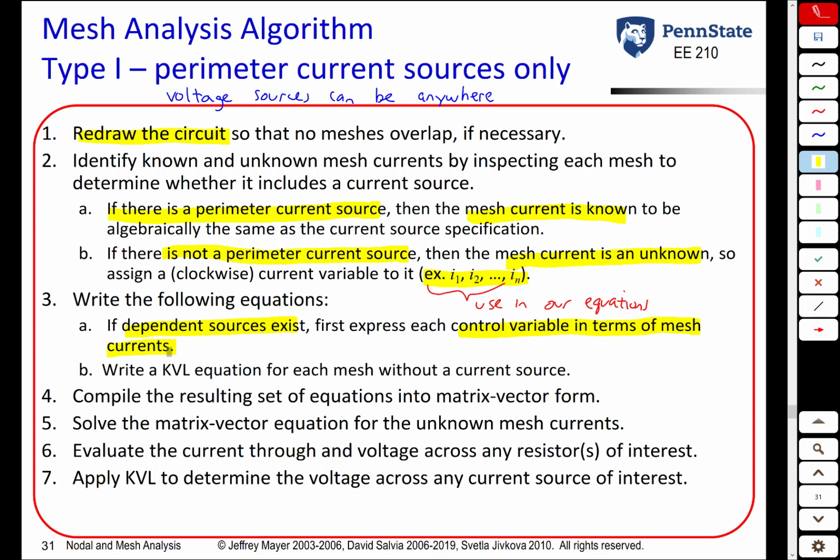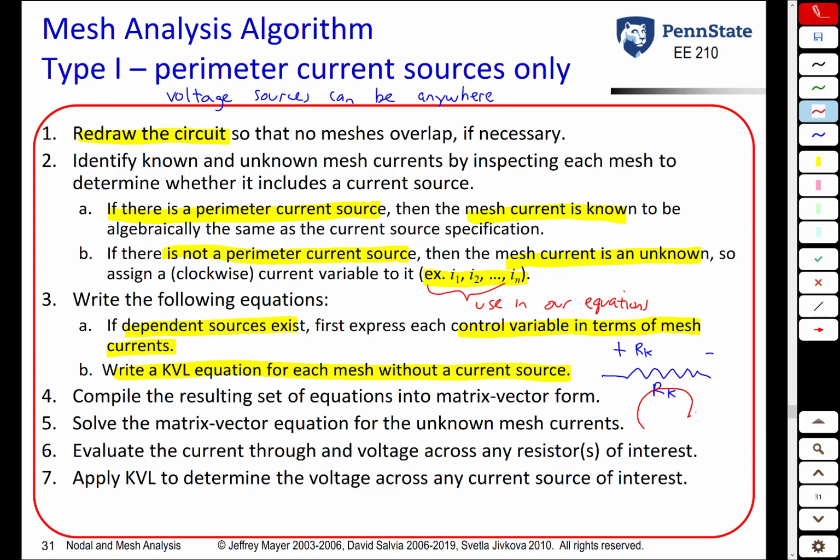The other equations you write then is you write a KVL equation for every mesh without a current source. In other words, these unknown meshes, you write a KVL equation. And the key thing here is the voltage across a resistor. So for example, if you have a resistor here, let's call it R sub K, the voltage across a resistor is going to be what? It's going to be the value of the resistance times the branch current. But what's the branch current going to be? It's going to depend upon these meshes.